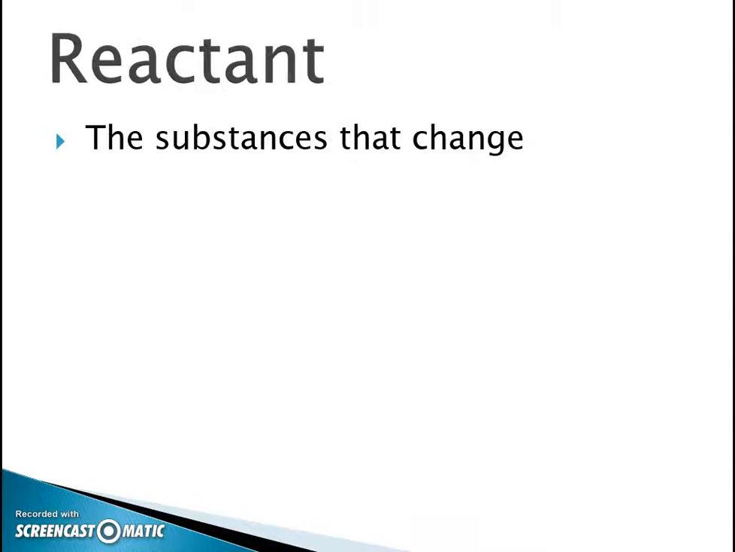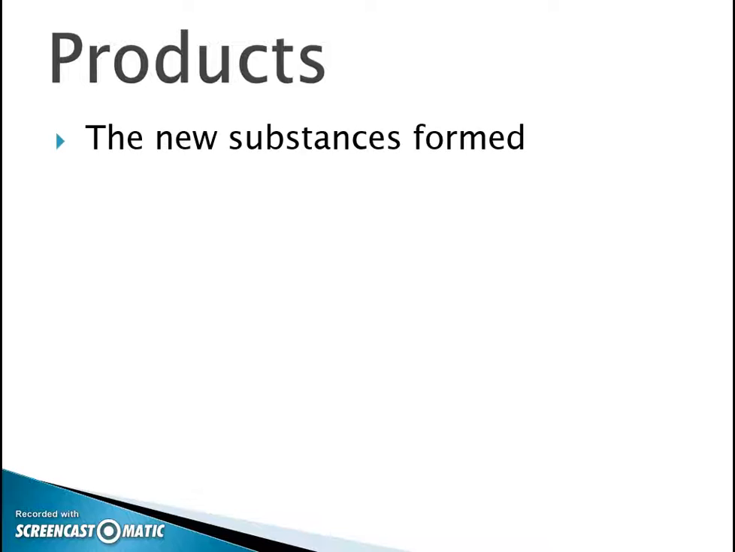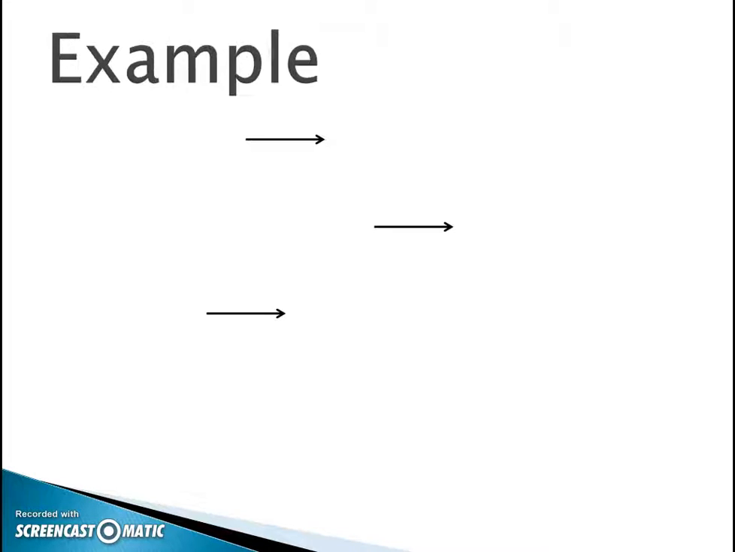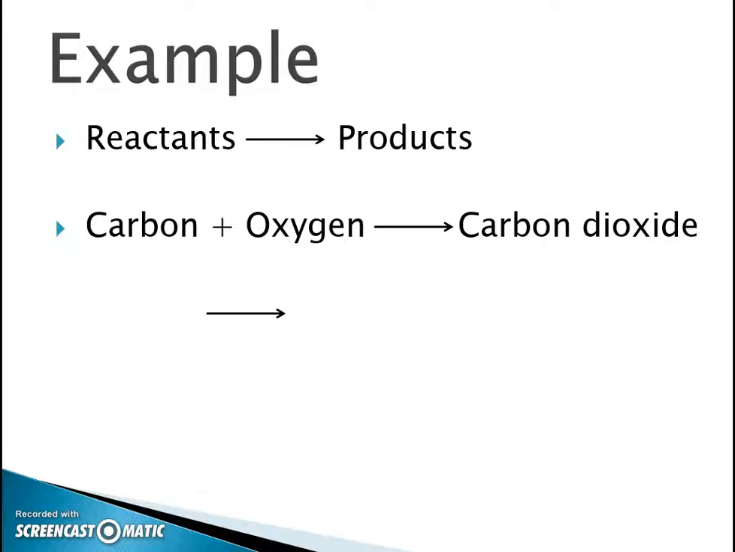Your reactants are the substances that change, what you put into your chemical equation. Your products are the new substances that are formed, or your results, what you get out of the equation. So for example, your reactants yield your products. Carbon plus oxygen yield carbon dioxide. So C plus O2 will give you CO2.